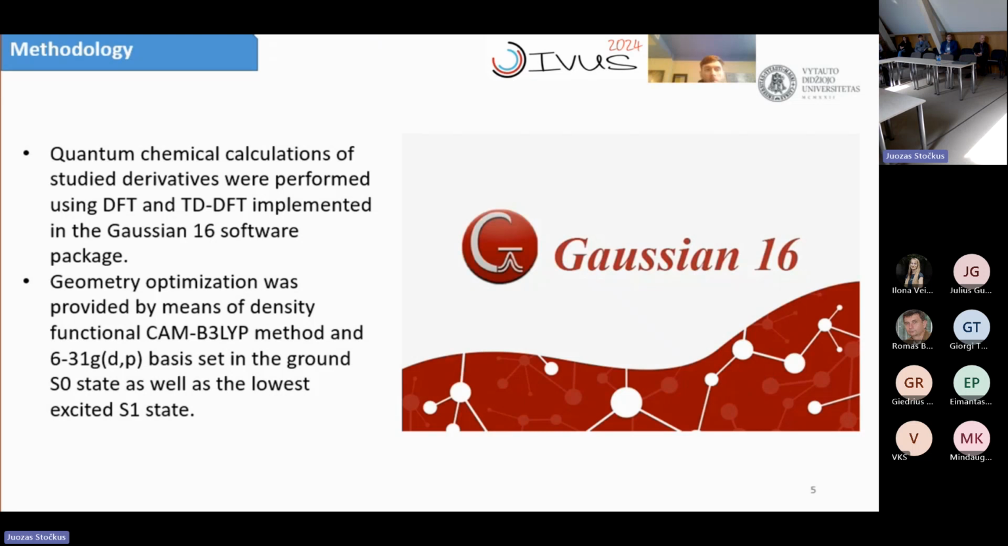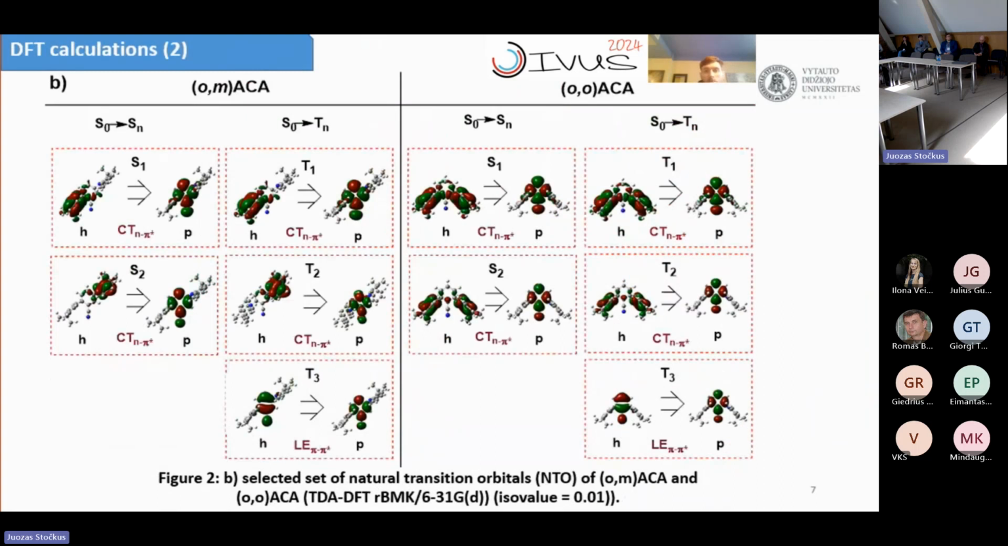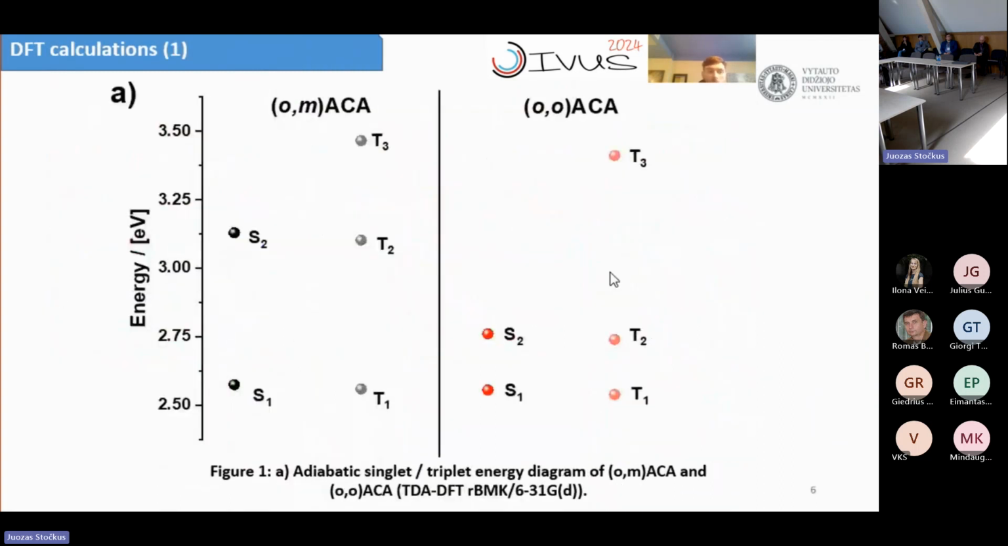Quantum chemical calculations of the studied derivatives were performed using DFT implemented in the Gaussian 16 software package. To better understand the behavior of organic compounds, we turn to DFT calculations. Figure 1 shows the NTOs and energies calculated for relevant triplet and singlet states in OMACA and OOACA materials.